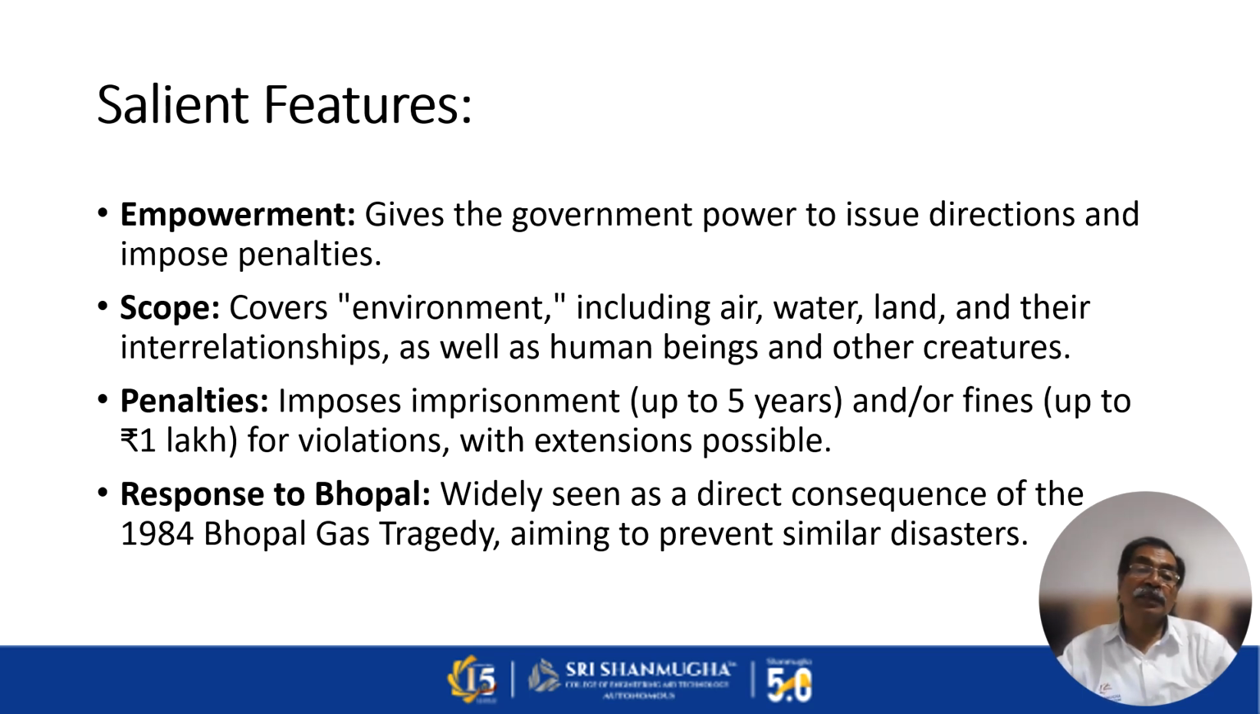What are the salient features of this Environment Act? First is empowerment. It gives the government power to issue directions and impose penalties. Scope. It covers the environment including air, water, land and their interrelationships, as well as human beings and other creatures. Penalties. It imposes imprisonment up to 5 years and or a fine up to 1 lakh for violation, with extensions also possible.